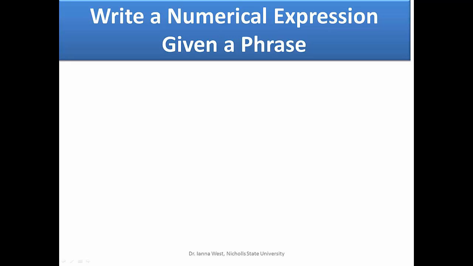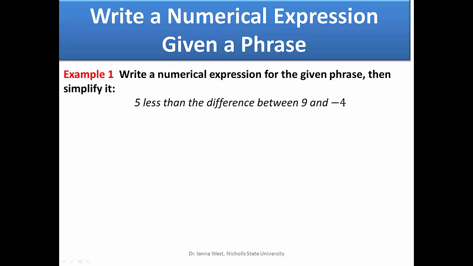Recall that a numerical expression is an expression involving numbers and arithmetic operations. When we say we will evaluate or simplify a numerical expression, that means we will determine the value of the expression by performing the operations involved. We will start with an example.